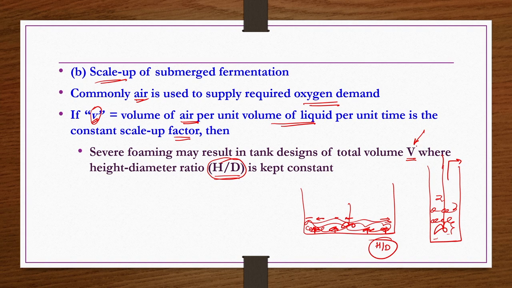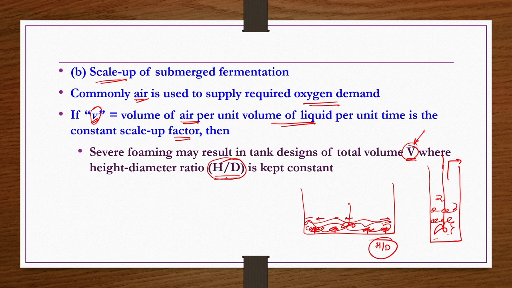In the sense, you are trying to find out what is the total volume of the tank or fermentation reactor that you can afford. Technically, how you can decide the volume of the tank for a given fermentation process, that is what we mean by the scale up. So either H, or D, or both, you have to change. These kind of things are required in general.